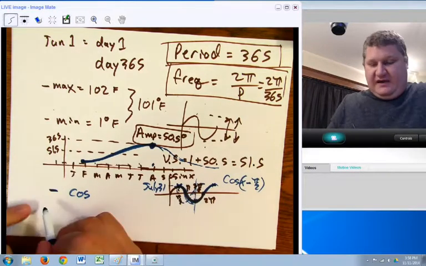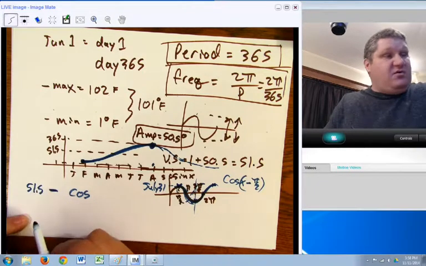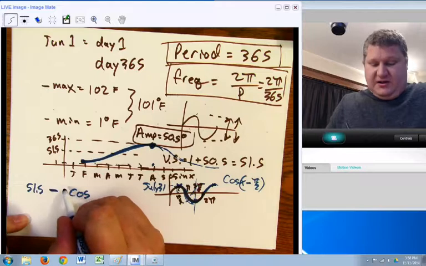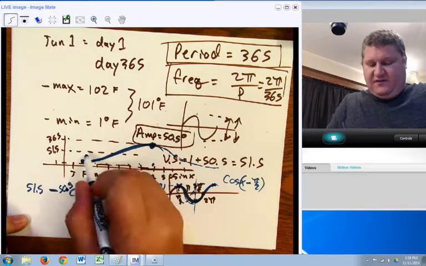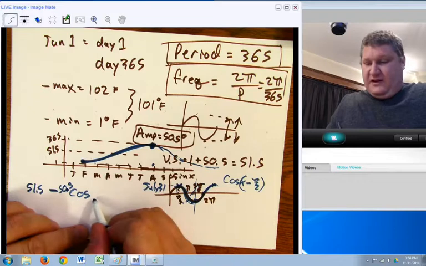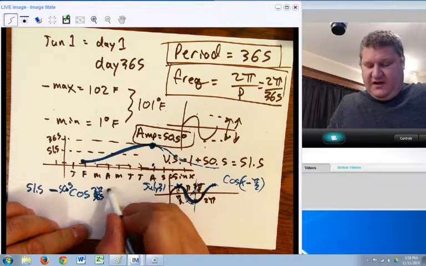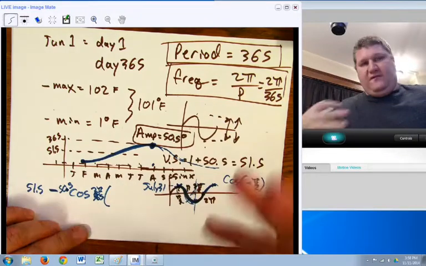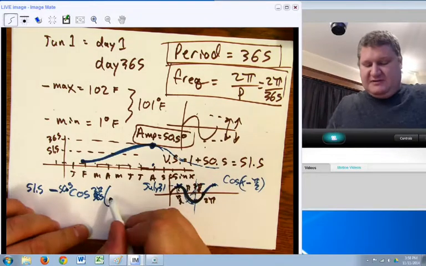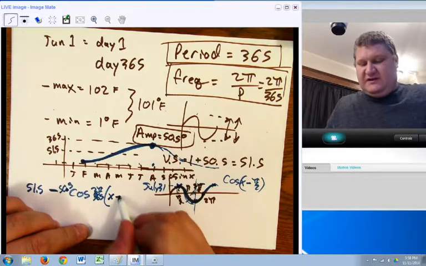So in this case, we already know what our vertical shift is, 51.5. We already know the amplitude. The amplitude is 50.5, and now that it's negative, it's flipped over. Frequency, we have 2 pi over 365. And the reason we're using 365 rather than 1 for 1 year is because when we come to horizontal shift, we need to be able to shift it an exact number of times.